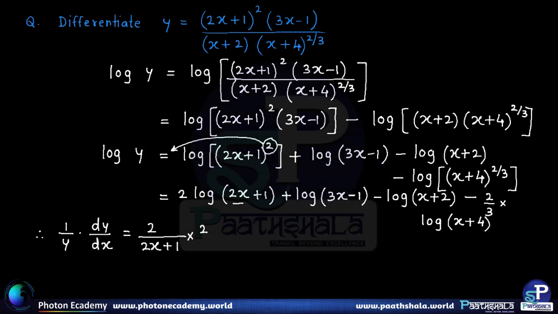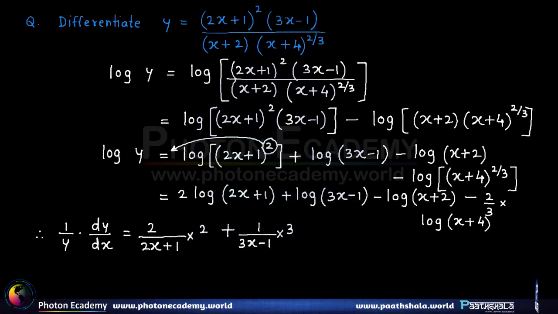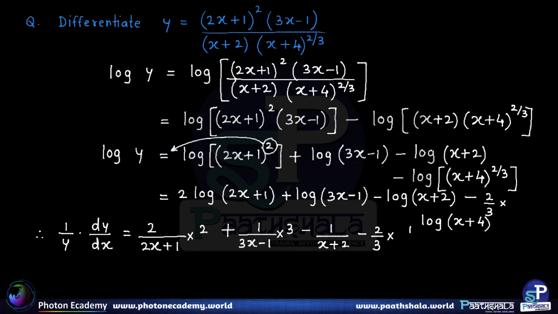Correct? Now moving ahead, the second term is log of 3x minus 1. So its derivative is 1 upon 3x minus 1 multiplied by the derivative of 3x minus 1, which is 3, right? Then moving ahead, minus log of x plus 2. Its derivative will be simply 1 upon x plus 2. Okay, and then the last term is minus 2 by 3 as it is, into the derivative of log of x plus 4, which will be 1 upon x plus 4, right?